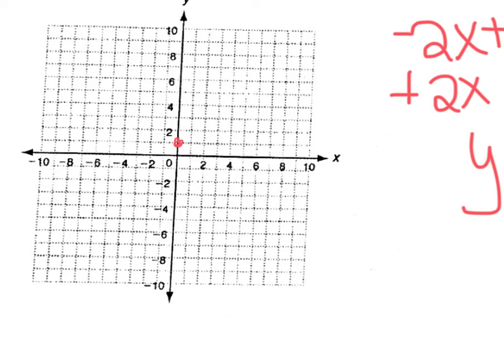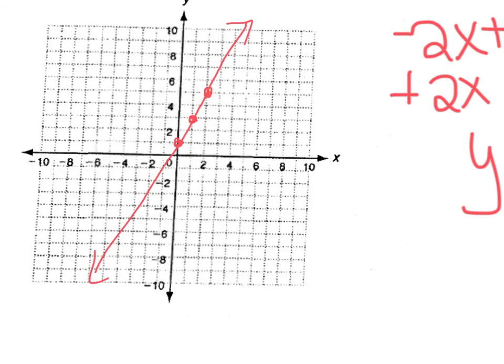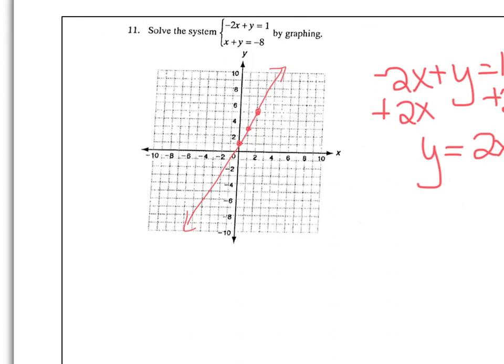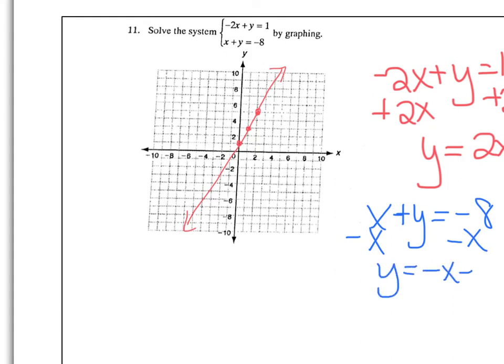And slope of 2 means I'm going to go up 2 over 1, and then up 2 over 1. And then use your straight edge to draw this line. First equation. Second equation is x plus y equals -8. To get the y by itself, we're going to subtract x. So y equals -x minus 8.